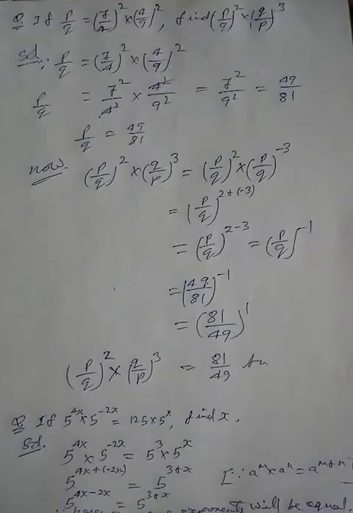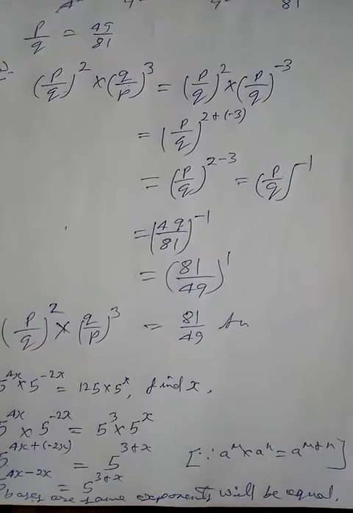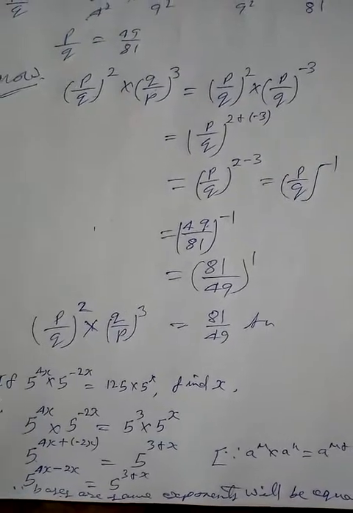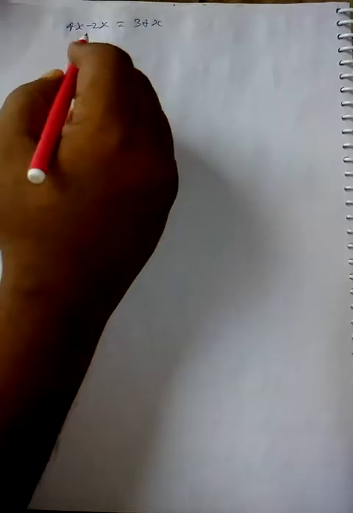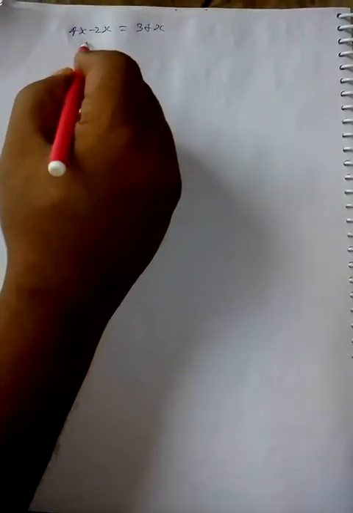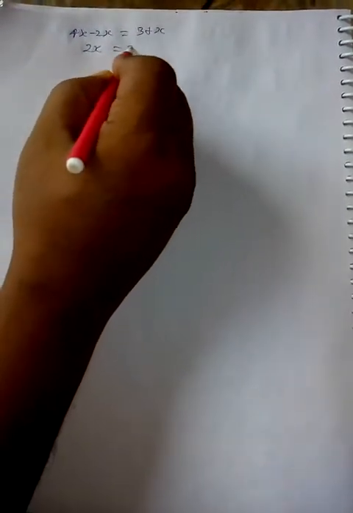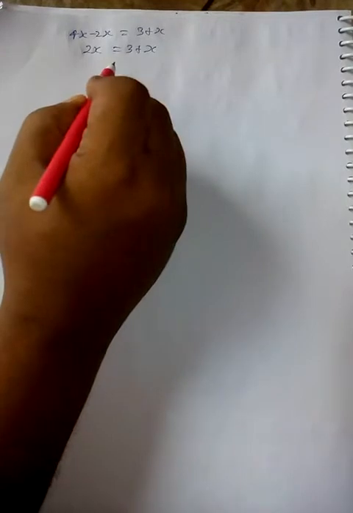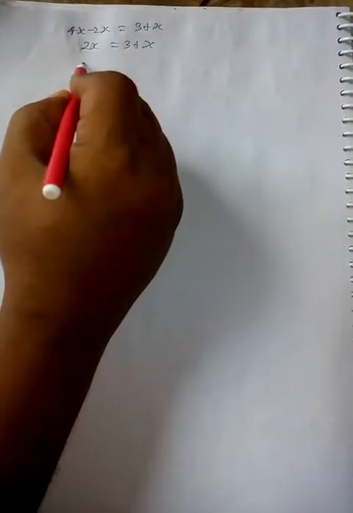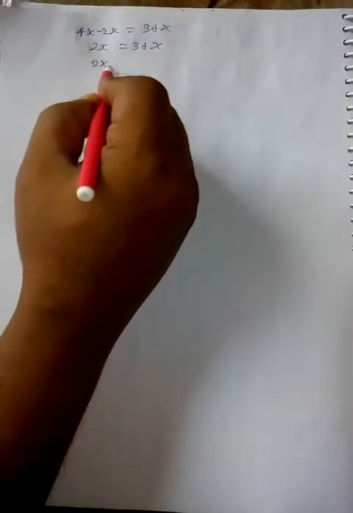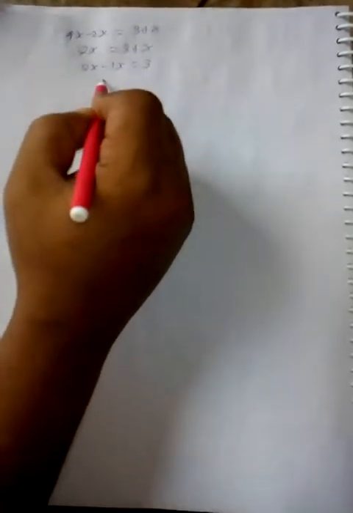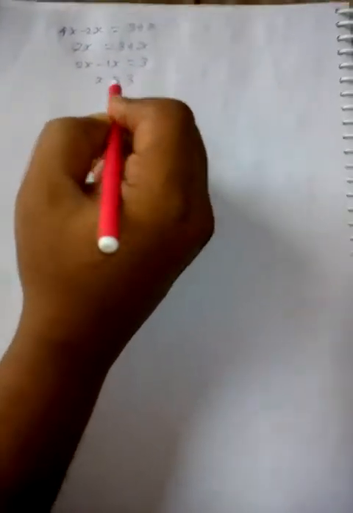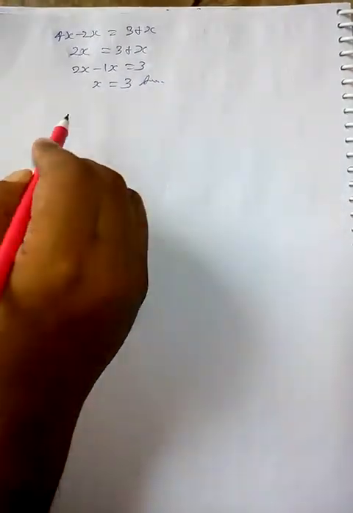Next, come to the next page. So equal exponents are these. 4x minus 2x is 2x is equal to 3 plus x. Now transposing like terms to one side, 2x minus 1x is equal to 3. So 2x minus 1x is x is equal to 3. We got the value of x.